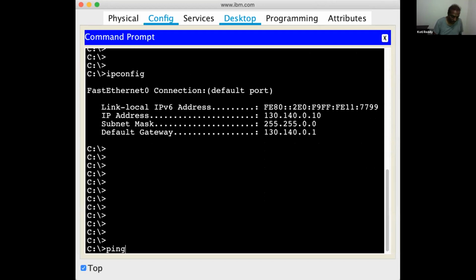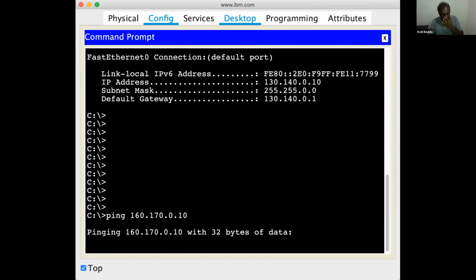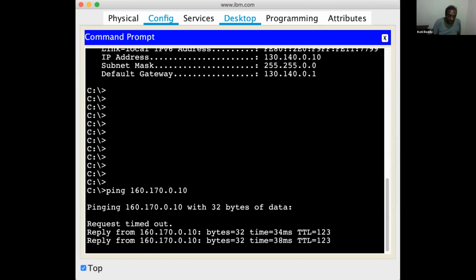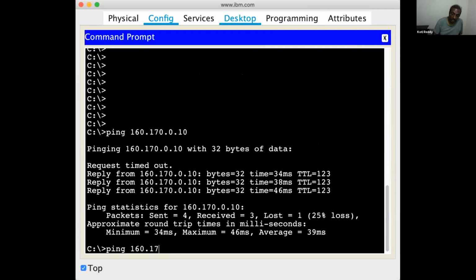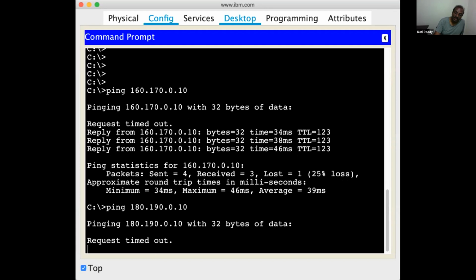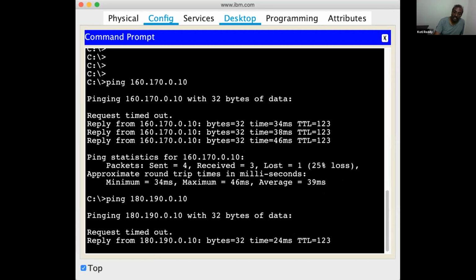I said ping 160.170.0.10. This is in ISP1 network only. I could ping. Can I ping 180.190.0.10? This was in ISP1 only. I could ping. These two are in ISP1. I'm in ISP1. I could ping my own ISP networks.